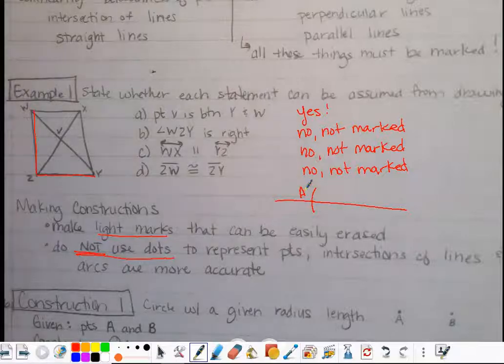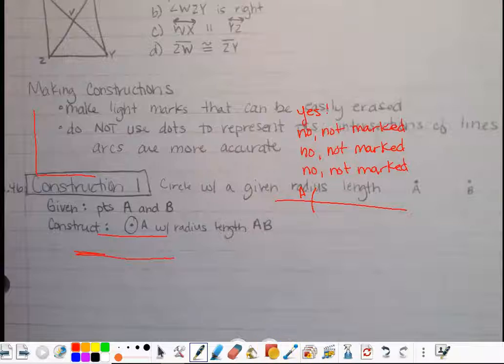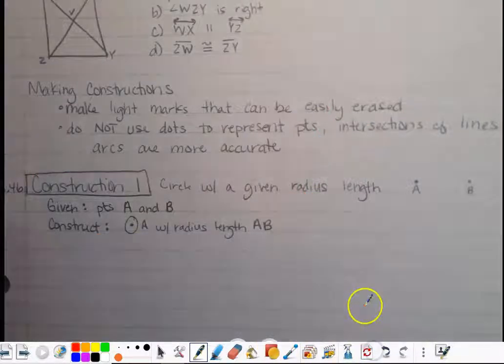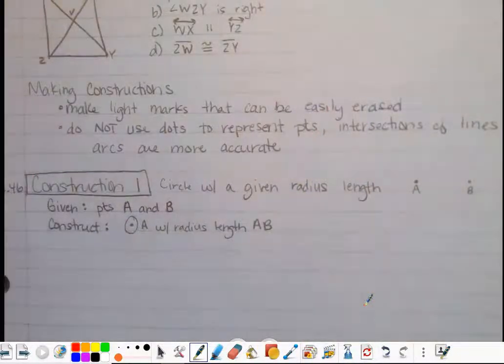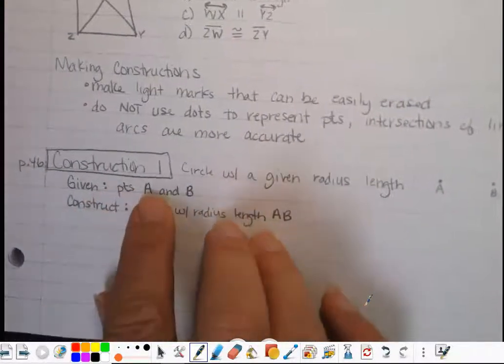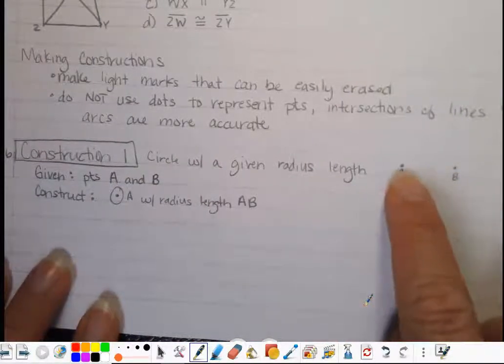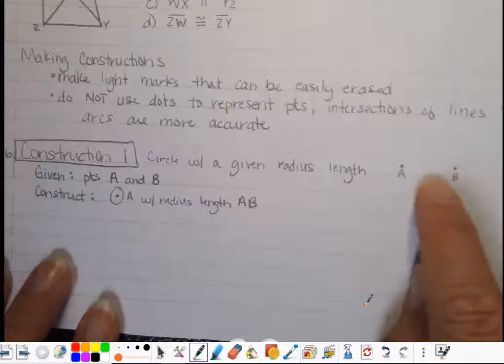All right, so let's get started with these constructions. You do need your book open to page 46, because of some of those measurements. Construction 1 is a circle with a given radius length. Notice it says given. You're given points A and B. Do you see the points A and B over here on your paper? Okay, I heard Lucas say uh-huh.